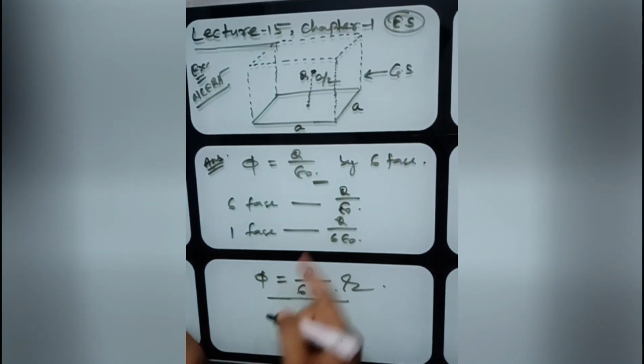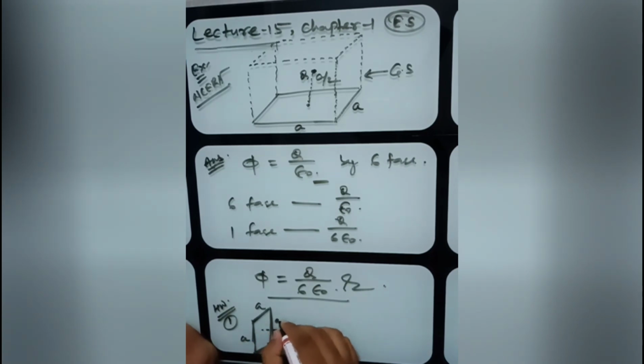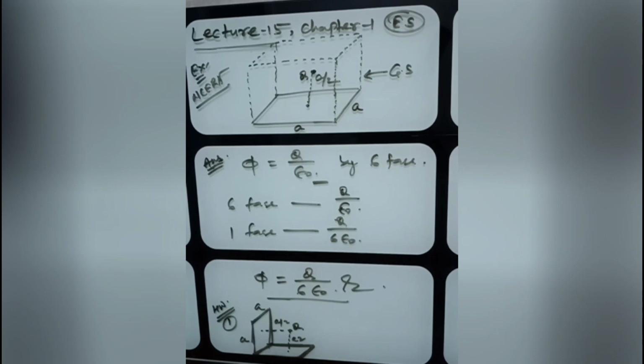I hope that you are able to understand. Now, this is your homework. If you are able to understand this one, I'll give you 2 homework problems. One, two square plates of side a, which I have adjoined in this way. A charge is placed at a by 2 and a by 2, over here at a by 2, Q. Now you have to find the flux.